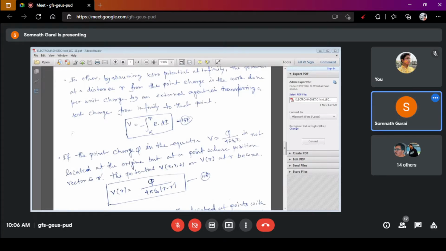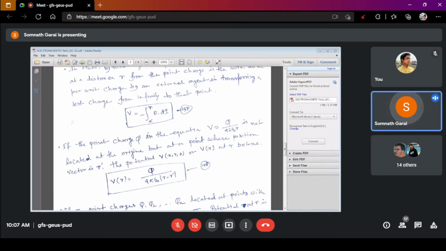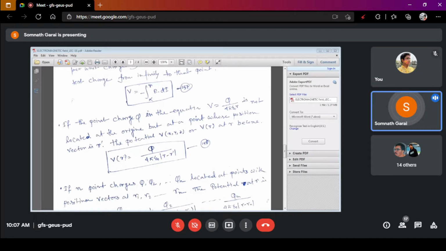r dot. And r dot in Cartesian coordinate form is x y z form. Spherical coordinate is r theta phi form, cylindrical coordinate is rho phi z form. Okay, then this potential difference, if the point is not situated at the origin, then that will be given by V of r.